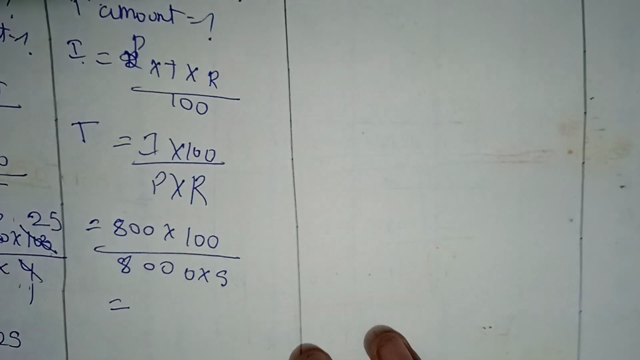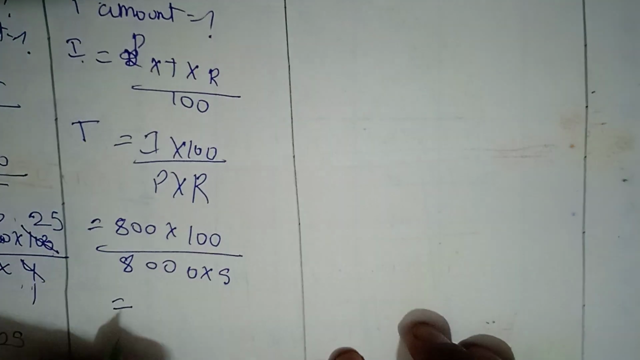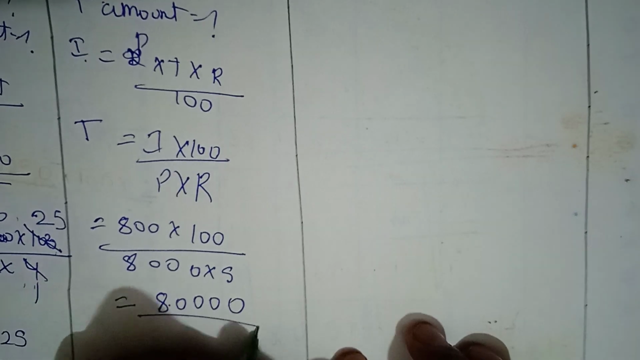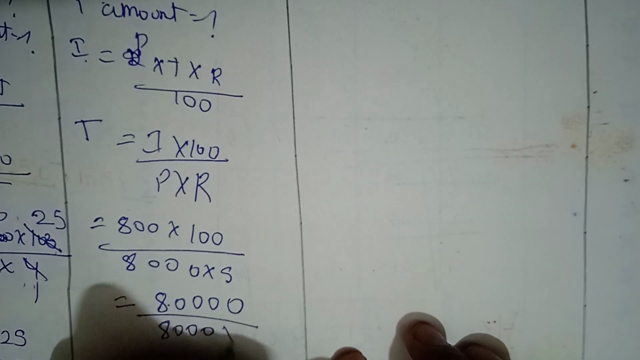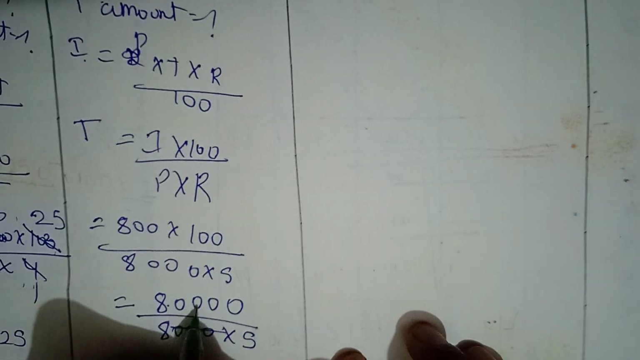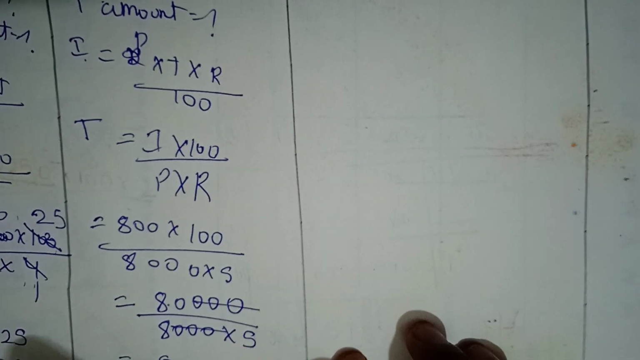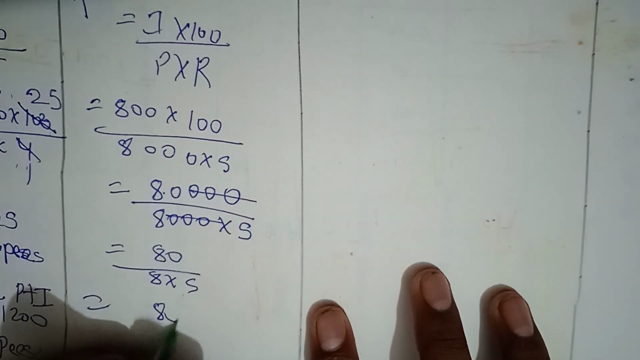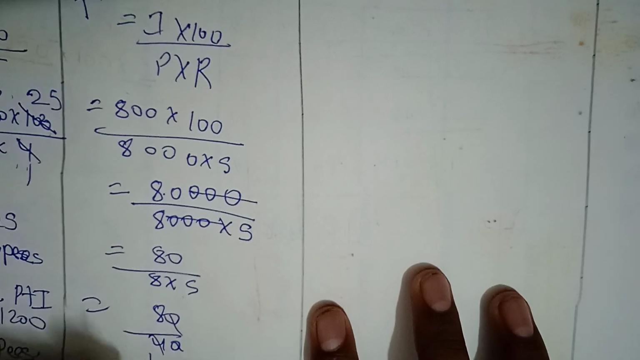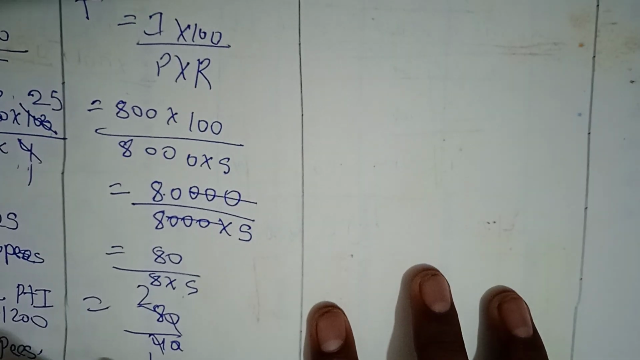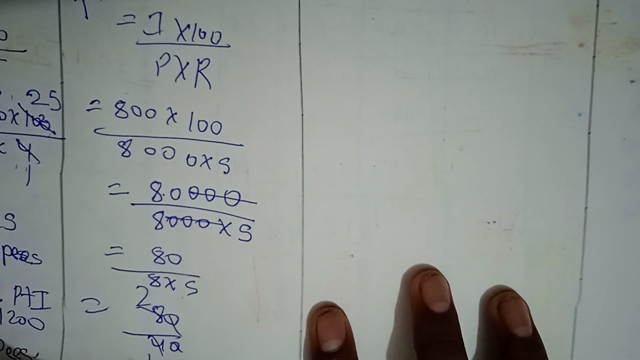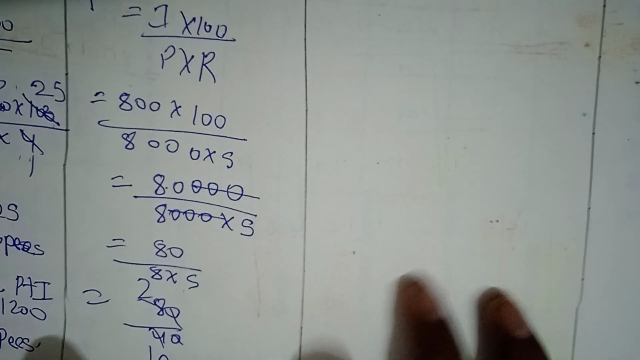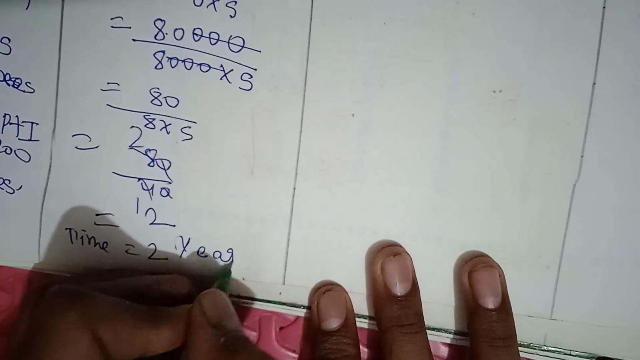So how we will solve this? 800 into 100 is 80,000 upon 8,000 into 5. 3 zeros will go with 3 zeros. So we are left with 80 upon 8 into 5. 8 5s are 40. So 80 upon 40. 4 1s are 4, 4 2s are 8. We are left with 2. So time is equal to 2 years.